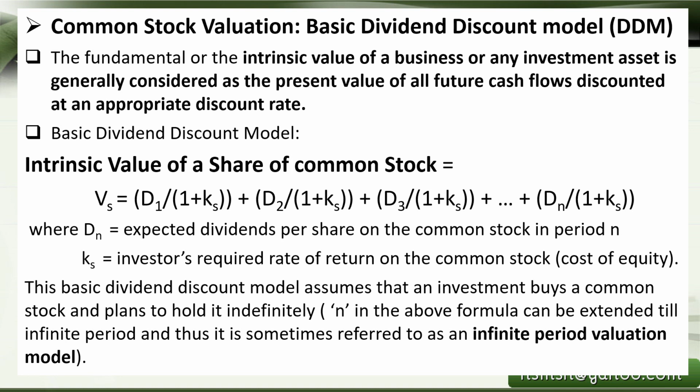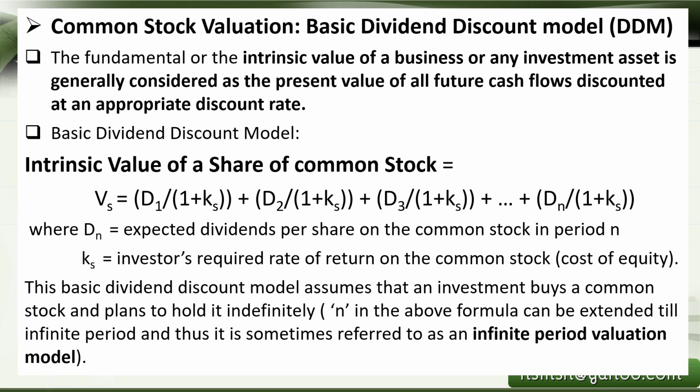So taking the basic dividend discount model for common stock valuation, the fundamental or the intrinsic value of a business or any investment asset is generally considered as the present value of all future cash flows discounted at an appropriate discount rate. So for the basic dividend discount model, the formula is like that. The formula gives the intrinsic value of a share of common stock.